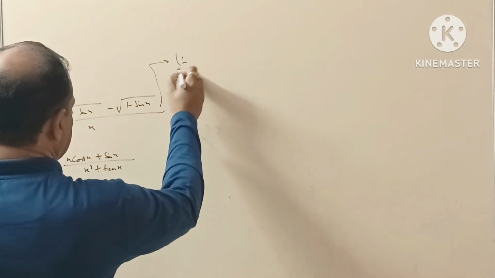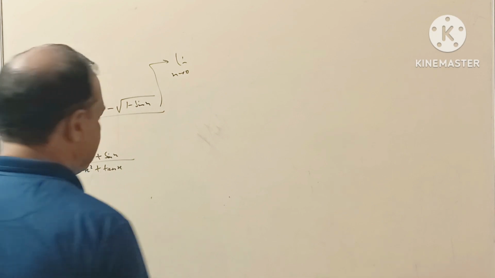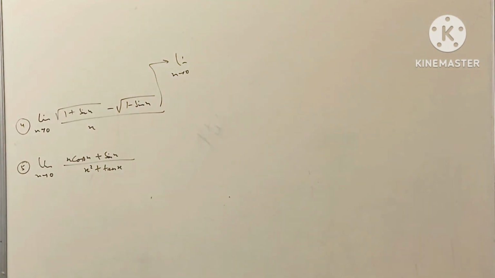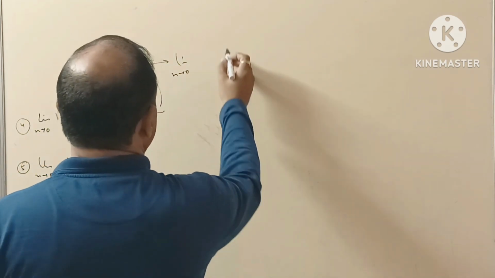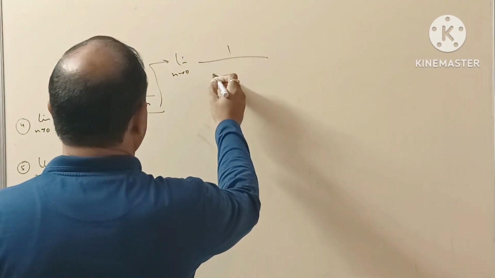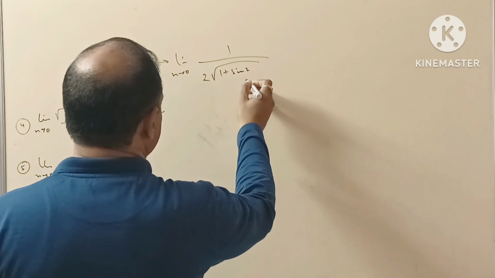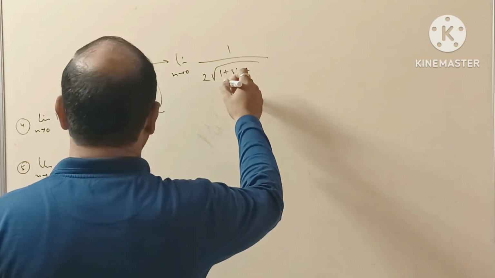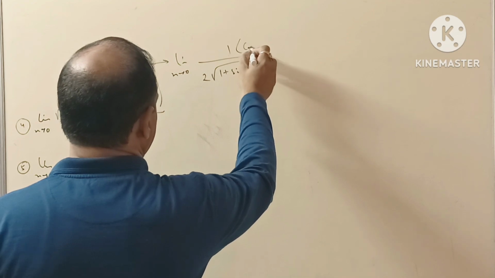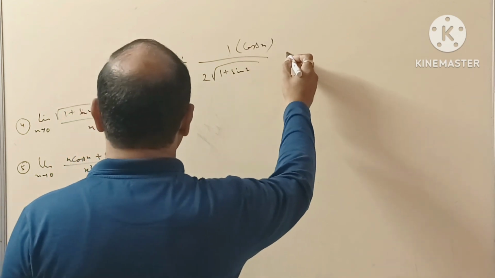Now, how will we do this? This is limit x tends to 0. In the denominator part, if we differentiate it, we will be having 1. But in the numerator part, I will be having 1 over 2 under root 1 plus sin x. And if I further differentiate 1 plus sin x, I will be having cos x, because the derivative of 1 is equal to 0.